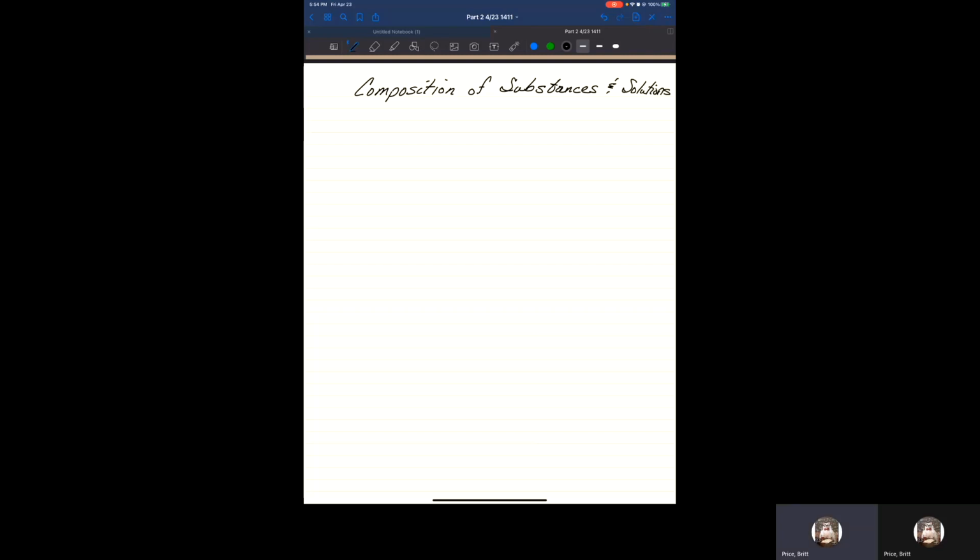All right, so let's take some time and talk about composition of substances and solutions. A lot of this is going to be just a little bit of a formalization of what we've talked about and done either previously within the semester or within the laboratory setting as well. And just to touch on a few things.